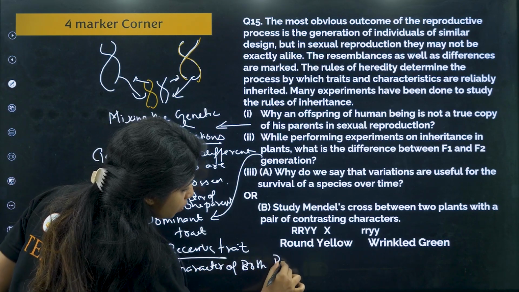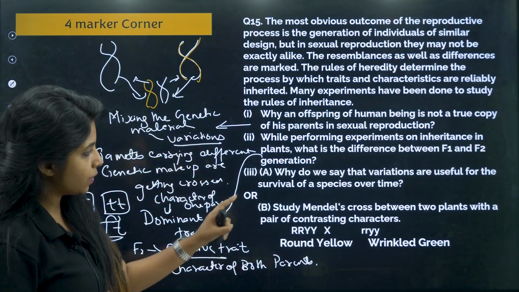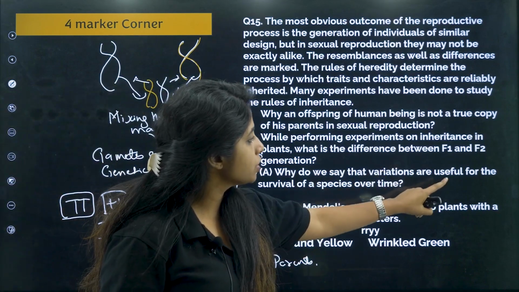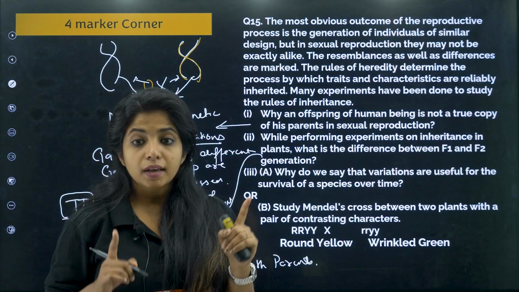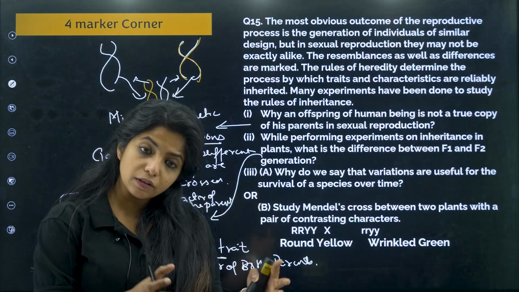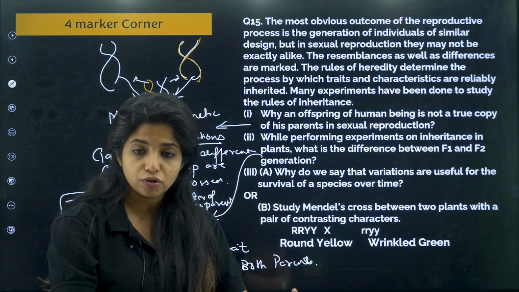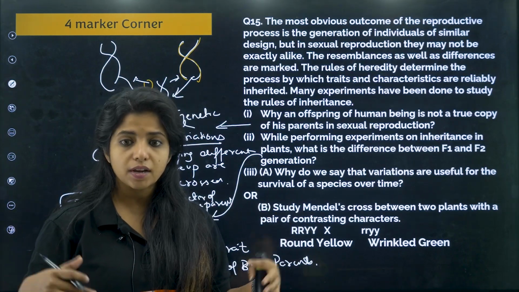Character of both parents. Cool. Now the third one. Why do we say that variations are useful for survival of a species over time? I already told you, because variations basically are differences in the genetic makeup, and if these differences allow an organism to survive, this is why it will be useful. Okay, this is how it will be useful.